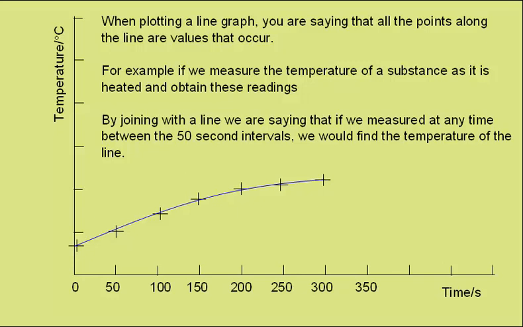temperature on the line. So for example, here we've measured at 200 seconds and obtained this value. At 250 seconds we've obtained this value. If we were to measure at say 223.2 seconds, we would obtain this value, and so on.